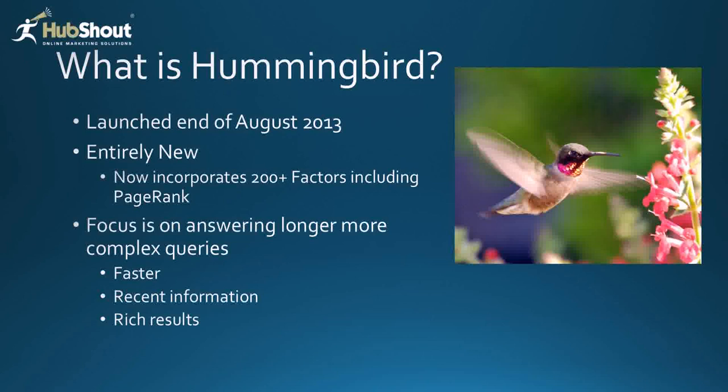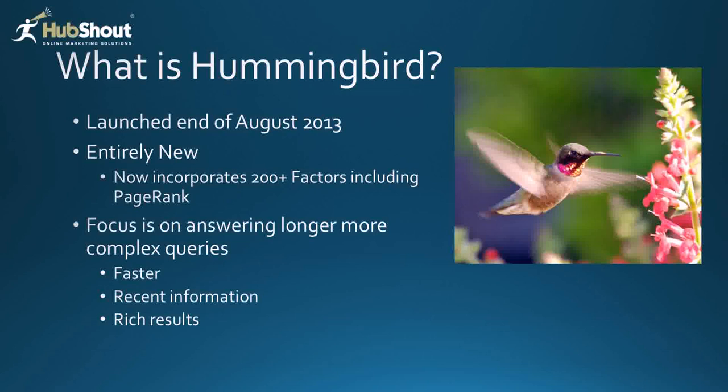So what is Hummingbird? It launched at the end of August 2013. It's a completely new algorithm that tries to interpret what you want, whatever you're searching for, and then find the best results for that question. Now, some people have asked, does that mean PageRank is gone, because wasn't that a really important part of how Google worked? The answer is no, it's not gone, but now it's one part, and you don't know exactly what the weight is, of more than 200 different factors that make up Hummingbird and how the algorithm works.